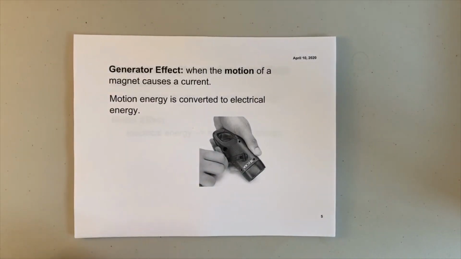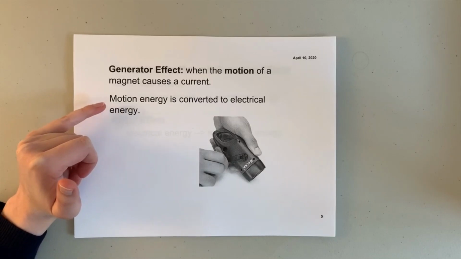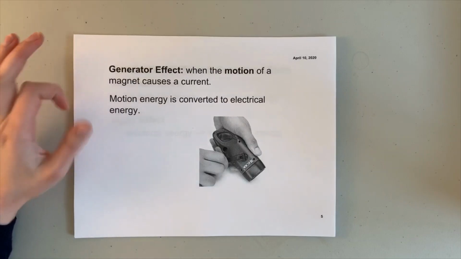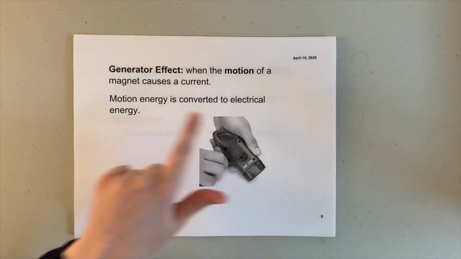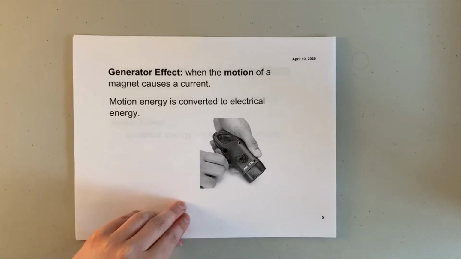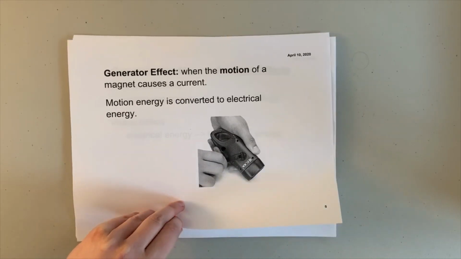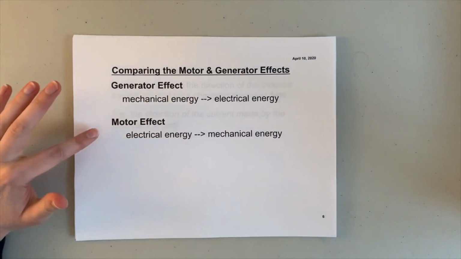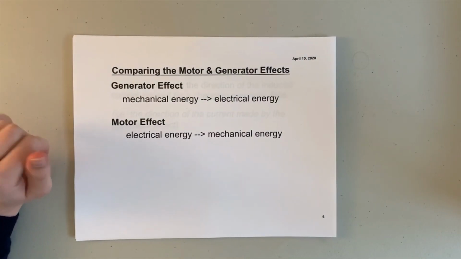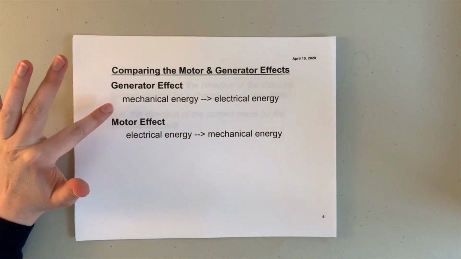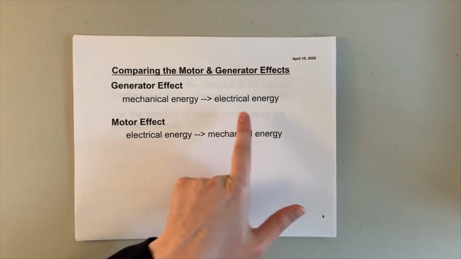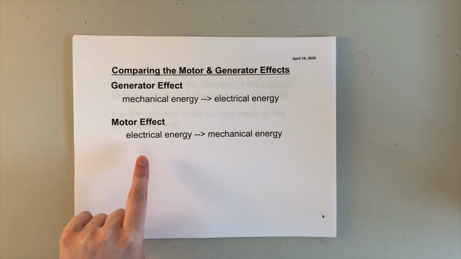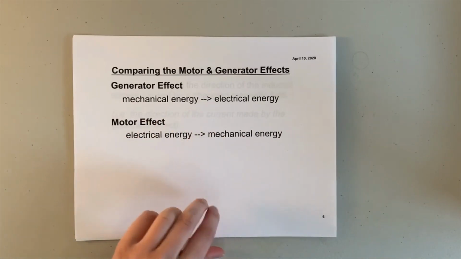So a generator is really anything where you're starting with motion energy, right? When I turn a hand crank, I'm inputting motion energy, and then that motion energy is being turned into electrical energy, even though there's no battery or power supply involved. So remember in the last lesson, we talked about the motor effect. The motor effect and the generator effect are really opposites. So generator effect takes mechanical energy, which is motion energy, and turns it into electrical energy. The motor effect does the opposite. It takes electrical energy from a battery and turns it into motion or mechanical energy.